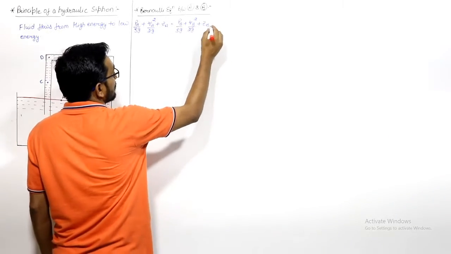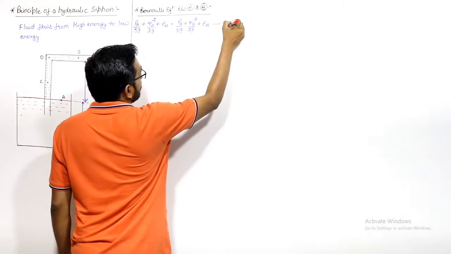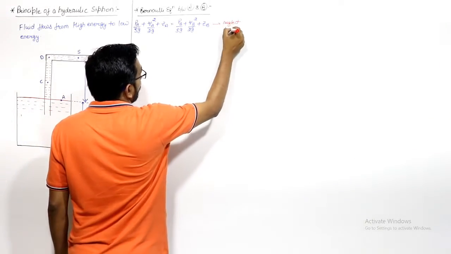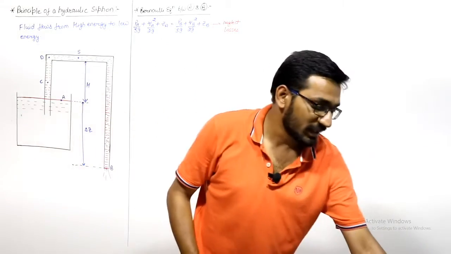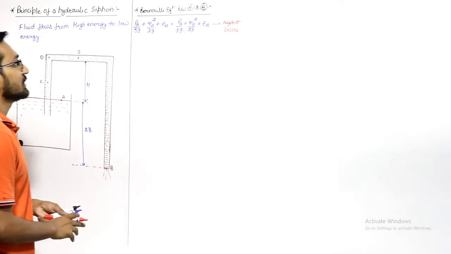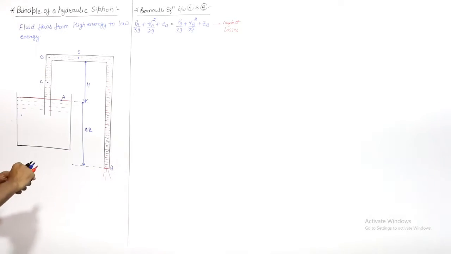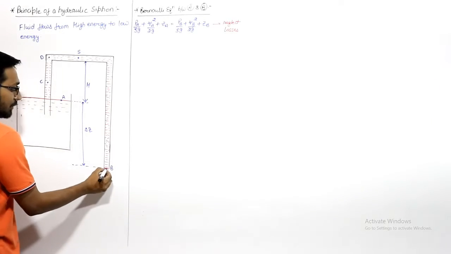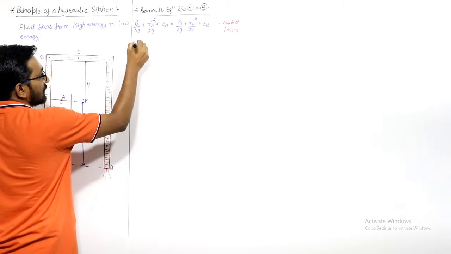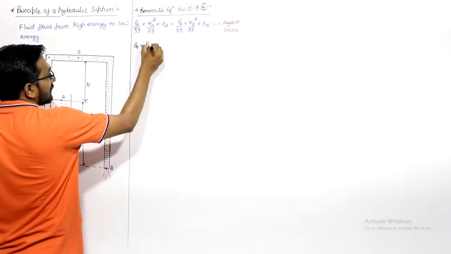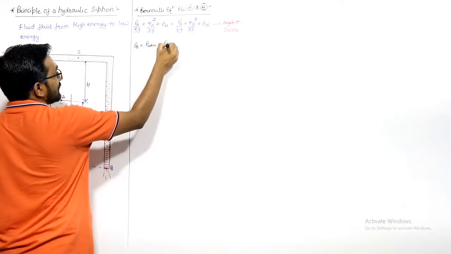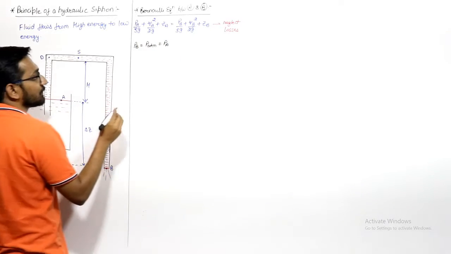Neglecting losses means I am not considering any viscosity or any friction which is present. So this is the Bernoulli equation between point A and point B. We can say that at point B the pressure is atmospheric, and at point A also the pressure is atmospheric.